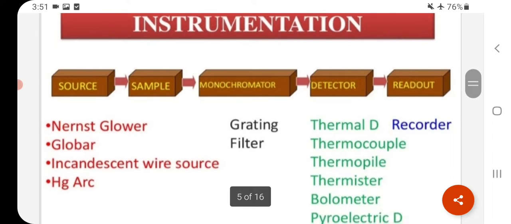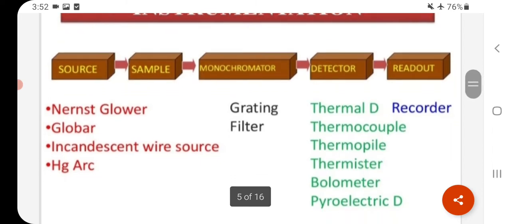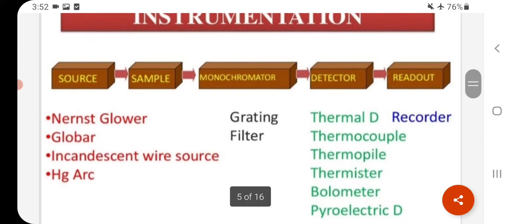Instrumentation: source, sample, monochromator, detector and recorder. Nernst glower, incandescent wire source, prism, grating, filter, thermal detector, thermocouple, thermopile, thermistor, bolometer, pyroelectric detector and recorder.